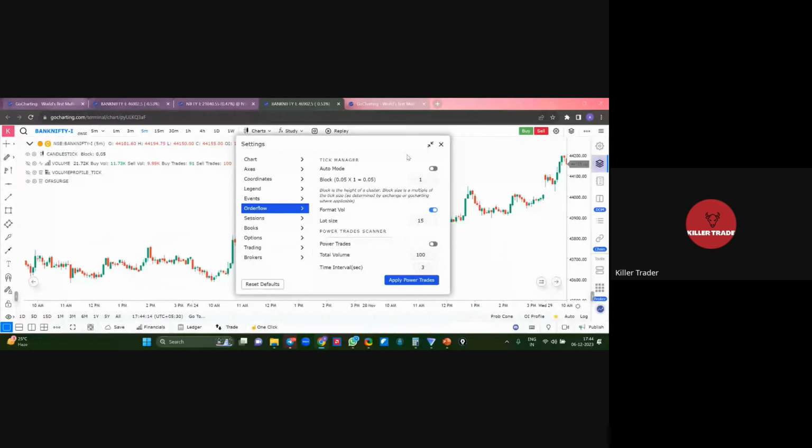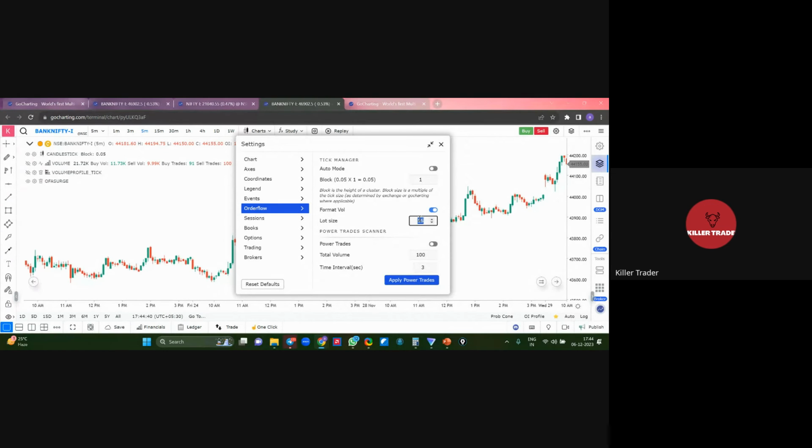Clear? Then the next step is to go to format volume. If this is off, turn it on. Make sure it is turned on, and the lot size should be the right lot size for the instrument. What is the lot size of Bank Nifty? You enter that. If you are tracking it on Nifty futures, you enter the lot size of Nifty futures.